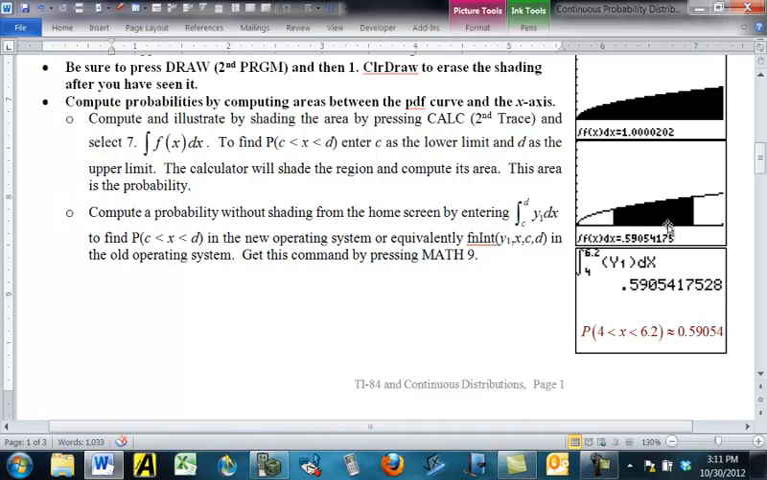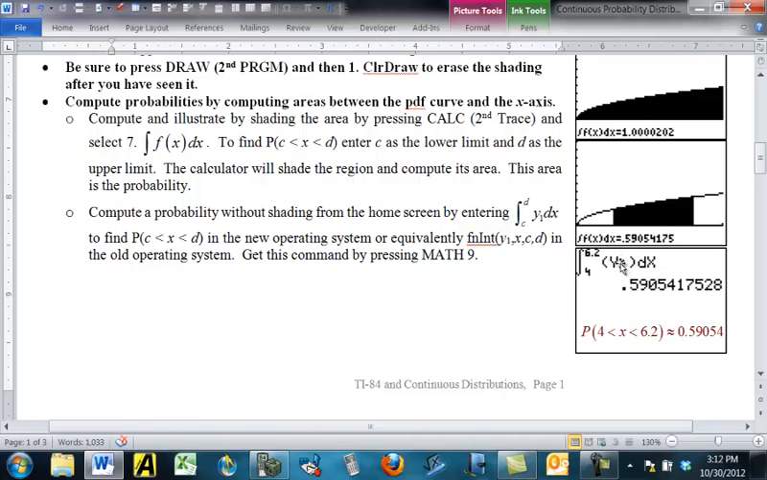Okay, and we can do this from the home screen, as you can see in this last one here, by pressing Math 9, and it gets this thing, and we have blanks here where the 4 is, so you fill in the lower limit there, 4. There's a blank where the upper limit is, you put in the upper one, which in this case was 6.2.